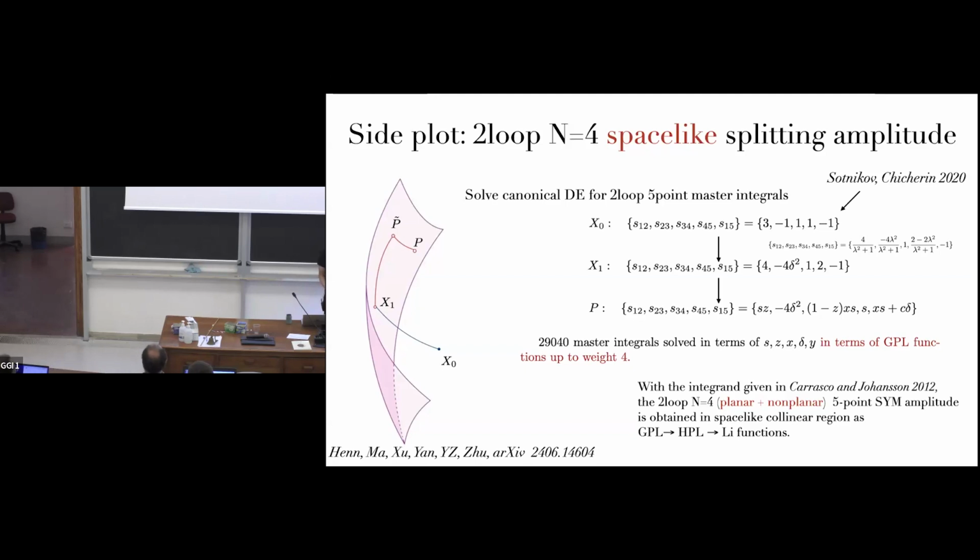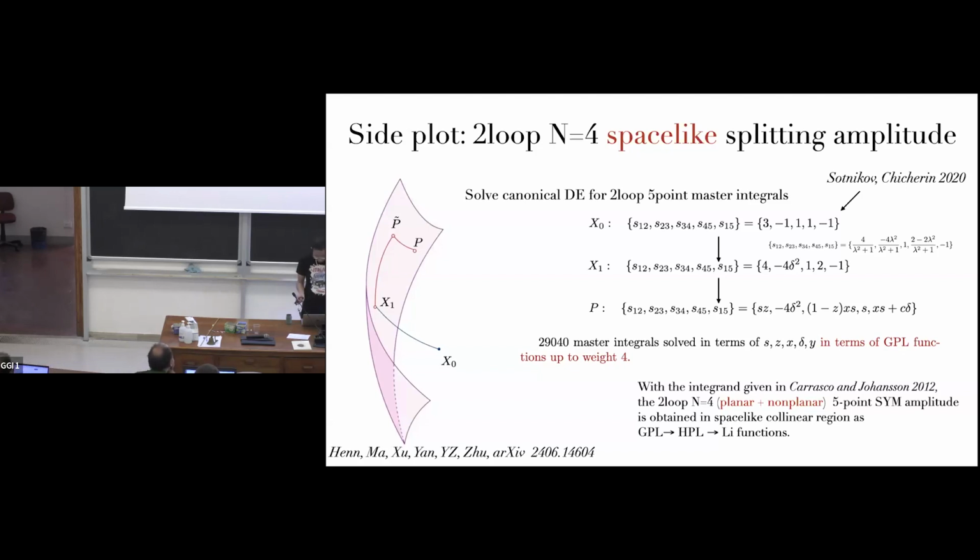That's something we did. In total, we have a huge number of master integrals, almost 30,000, and we did all of them for this region, all in GPL functions, including both planar and non-planar integrals. So everything is analytic. Then we use Carrasco and Johansson's paper from 12 years ago, the 2 loop 5-point integrand for planar and non-planar. We plug in all these integrals and immediately see a lot of cancellation. All the GPL functions are actually simplified to HPL functions, just by some algebraic recombination.